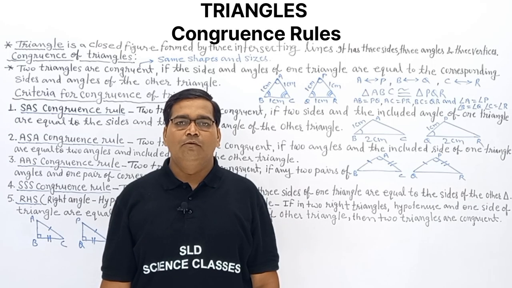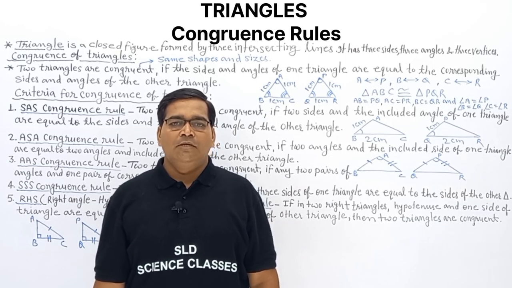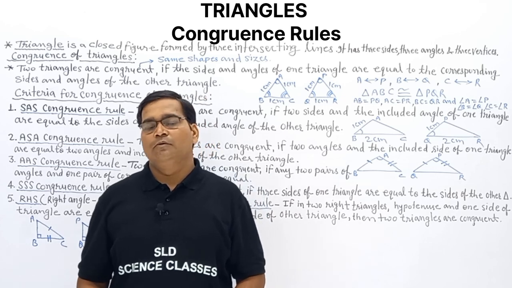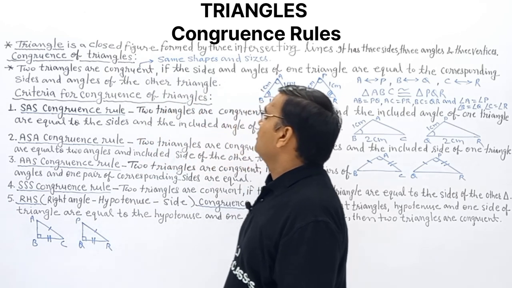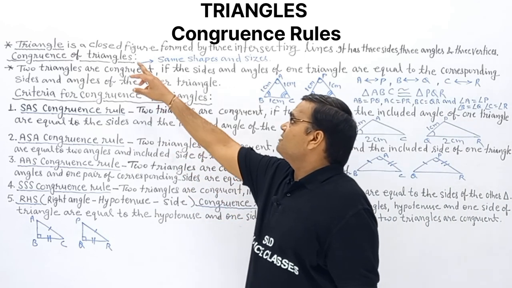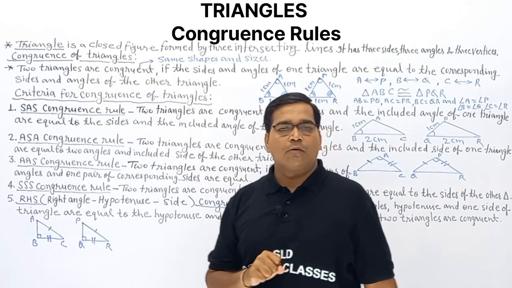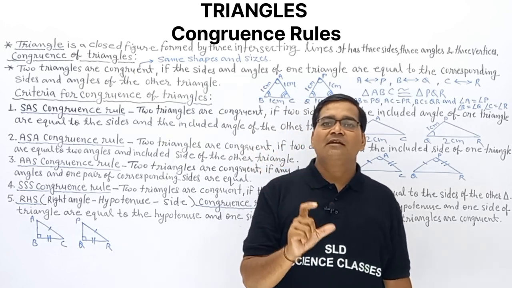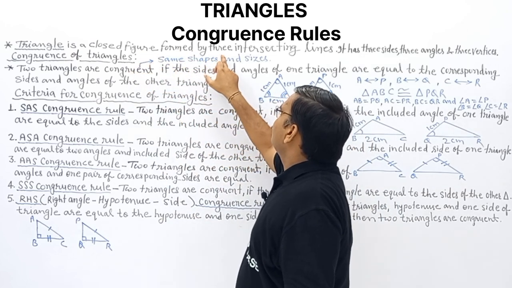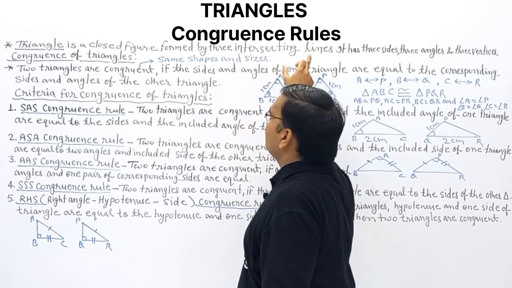In this video, we will discuss chapter 7, triangles. First we should know about the triangle. A triangle is a closed figure. A triangle is a closed figure formed by three intersecting lines.